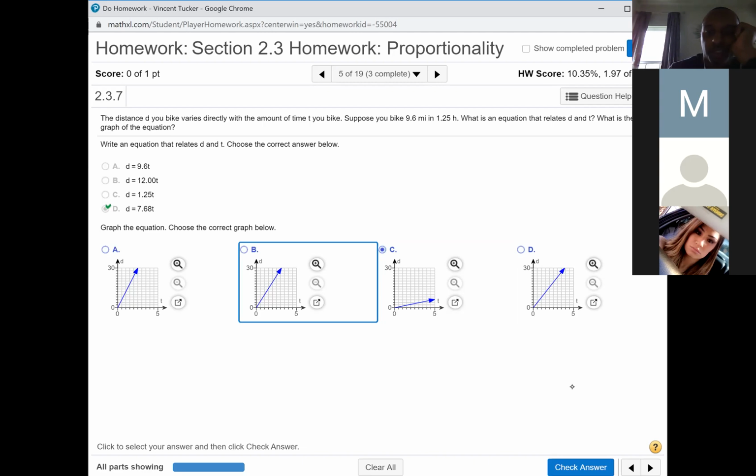I'm going to take a guess here. We got 7.68. And that's what they want us to graph, right? Yeah, D equal to 7.68T. So when you're talking about just a regular, let's say a TI, that means Y is equal to 7.68X, because Y is D and T is X. So that's what you have to put in your calculator. Y equals 7.68X.